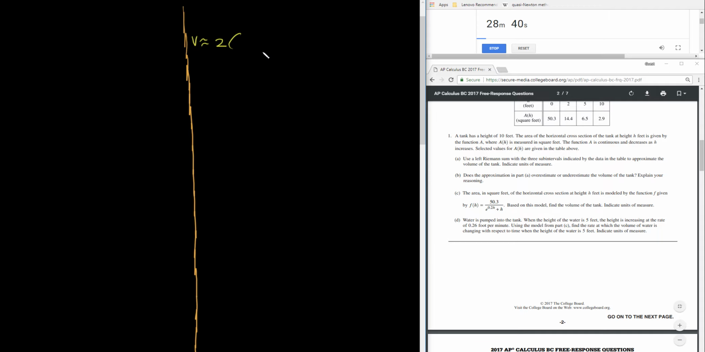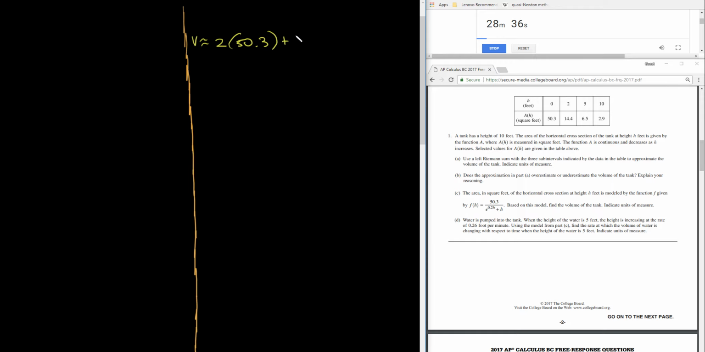Okay, well, question A asks us to use a left Riemann sum with 3 subintervals indicated by the data in the table to approximate the volume of the tank, indicate units of measure. Alright, well, the volume of the tank is going to be the sum of all the areas, so it wants us to use 3 subintervals, not necessarily of equal length, obviously, because it doesn't give us equal length. So here we're going to say first we have change in 2 feet, so volume approximately equals 2 times 50.3, plus, and now we have a difference of 3 between 2 and 5, so that times 14.4, plus a distance of 5 between 5 and 10, times 6.5, not 65. Alright, and this is all going to be in cubic feet by the time we get to the end of it, because we're multiplying feet by feet squared.